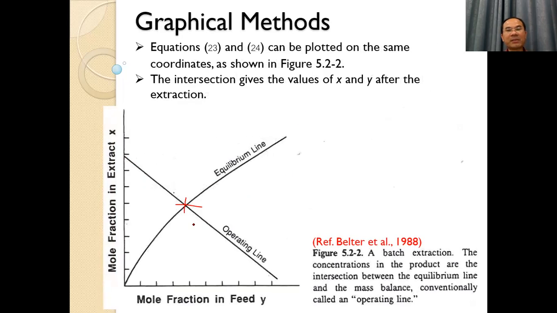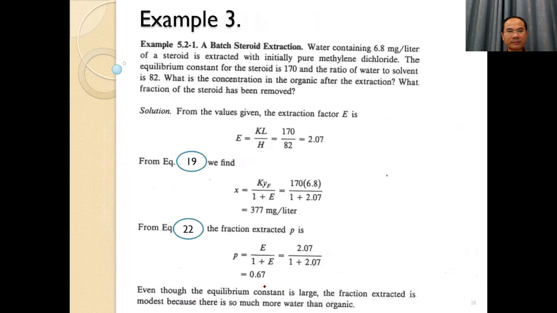X and Y after you extraction. This is the composition of X. This is the composition of Y after you extract. X is the composition of solute in the diluent phase. Y is the solute in the extract phase. This is the composition after you separate by the graphical method. Okay.